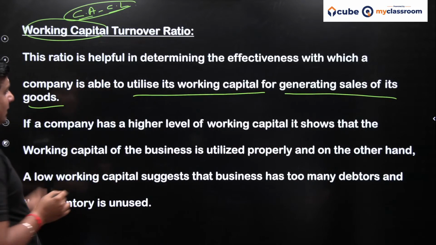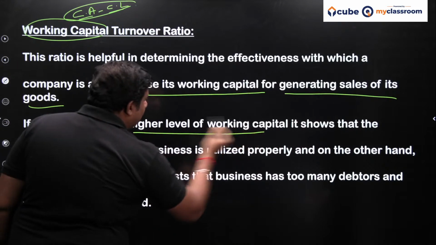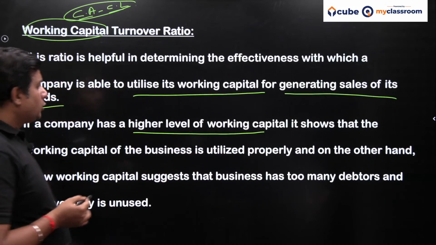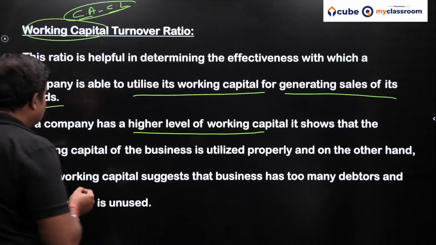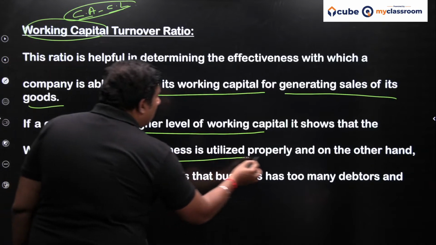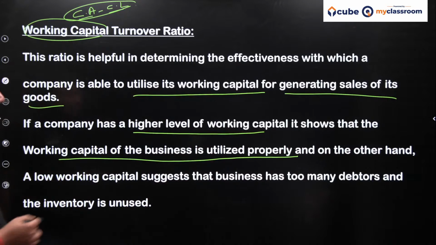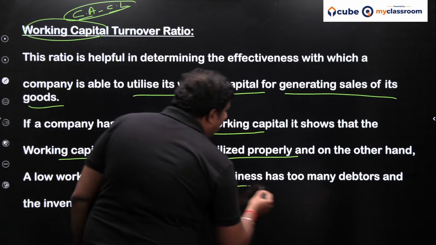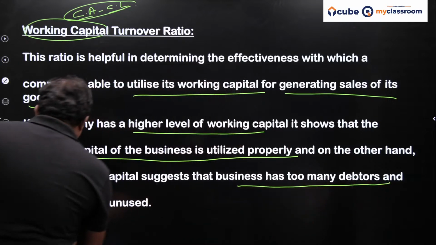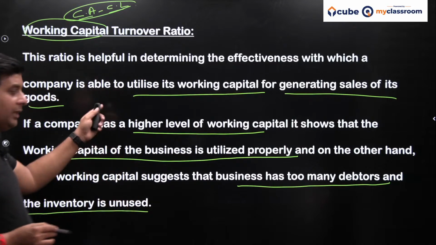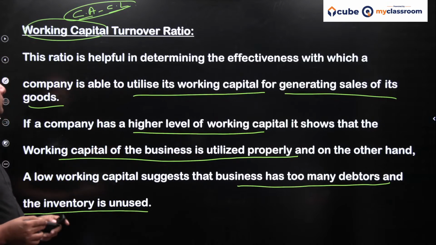for generating sales of its goods. If a company has a higher level of working capital, it shows that the working capital of the business is utilized properly. On the other hand, a low working capital suggests that the business has too many debtors and the inventory is unused. So this significance is very helpful for you.